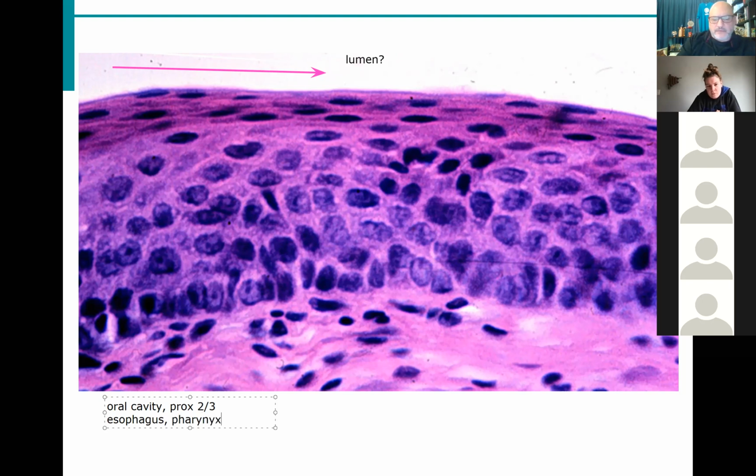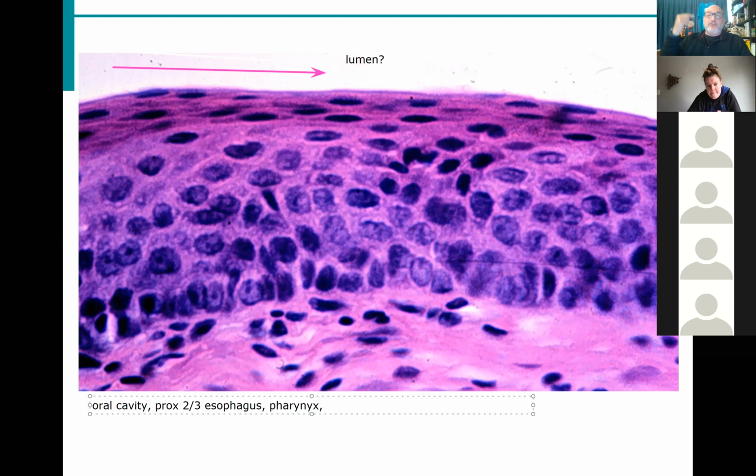Are you asking for the lumen? Well, I'm asking where you would find this non-keratinized stratified squamous epithelial tissue. Would you find it in the intestines as a lumen? So remember, not in the small intestine, not in most of the large intestine, but at the end of it, where it's open to the outside world. So the anus would be one of those locations where you'd find it. This protects openings to the outside world.